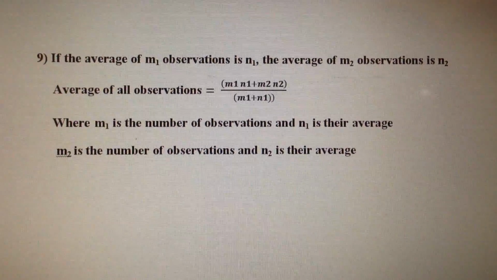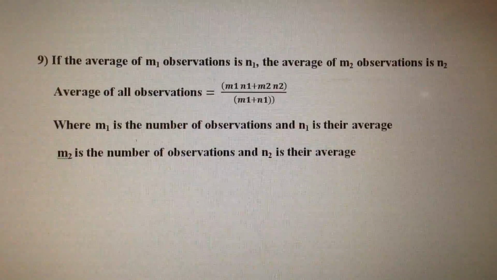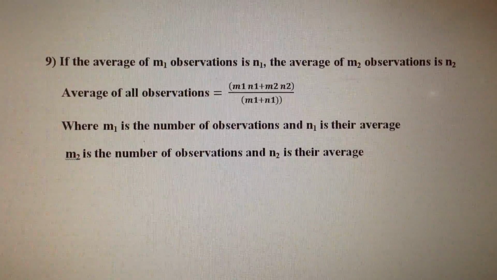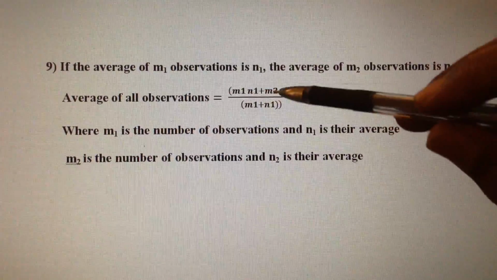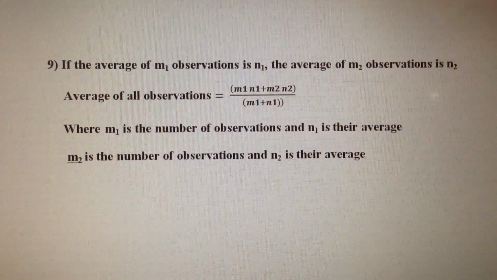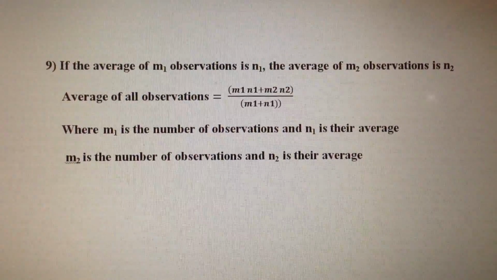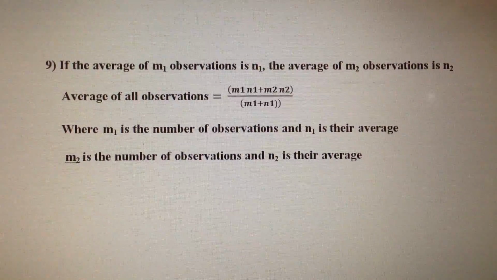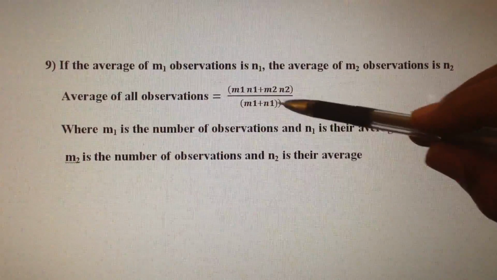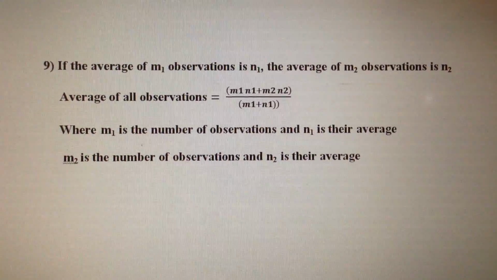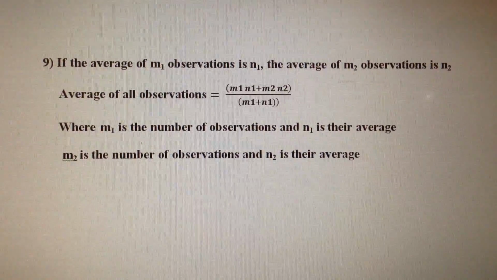Okay, now let us see one more formula which is more helpful in answering some of the questions in the examination. This belongs to averages. If the average of M1 observations is N1, and the average of M2 observations is N2, then the average of all the observations is given by the formula M1 N1 plus M2 N2 by M1 plus M2. Unless we see a small example, it will not be clear. Let us take up a small example.